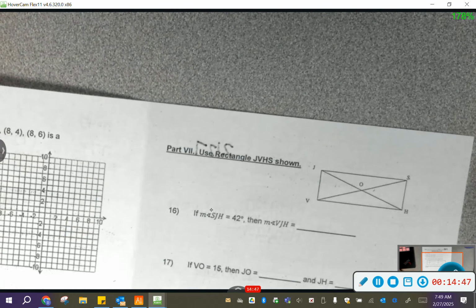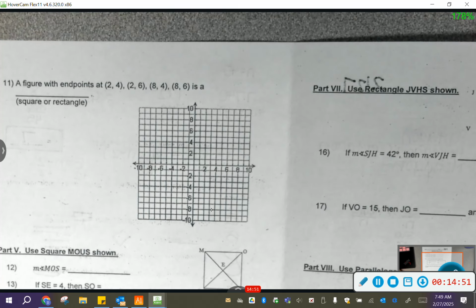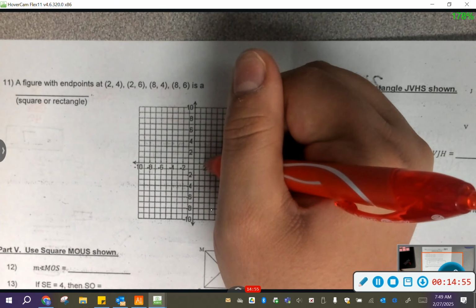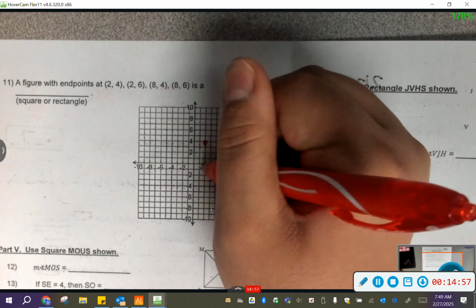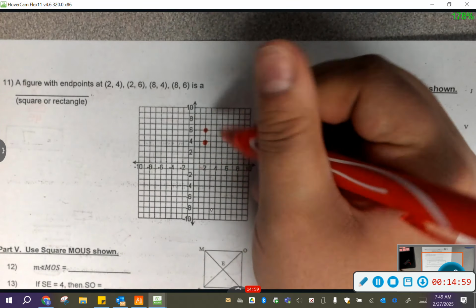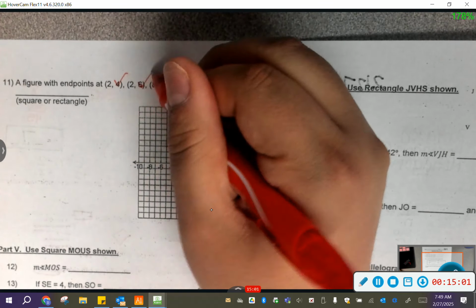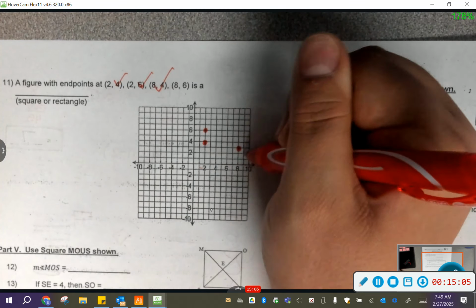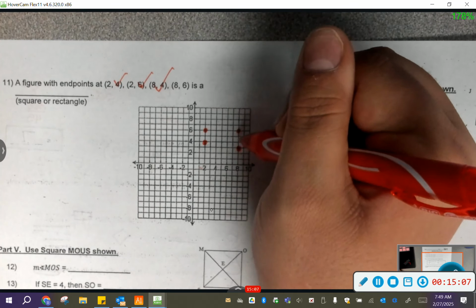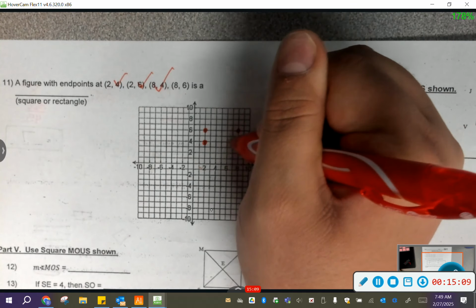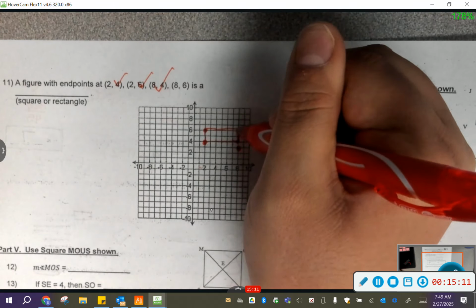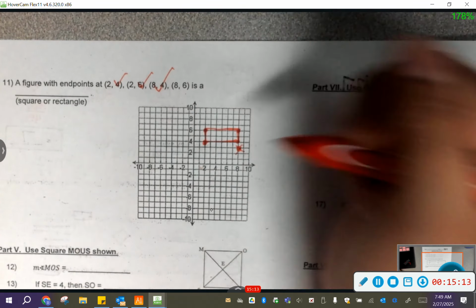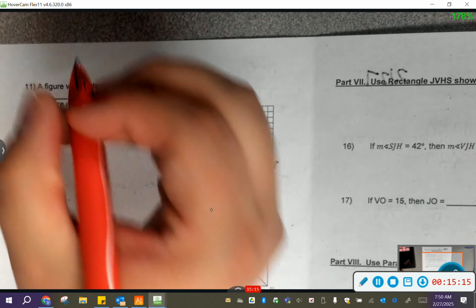All right, I have 8 more problems to do. It says the figure with the endpoints 2, 4, 2, 6, 8, 4, and 8, 6. Oh, that's not 4, that's 3. What did I just draw? A rectangle.